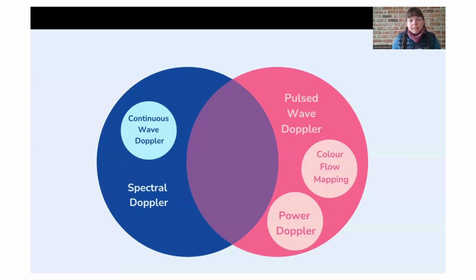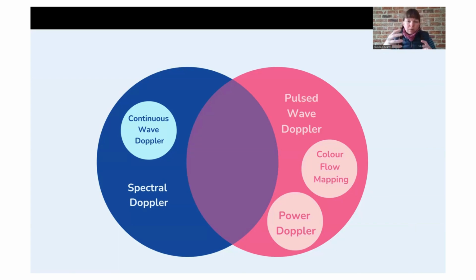Doppler has different ways of being presented on your screen, and they are color flow mapping, which you've probably seen, power Doppler and spectral Doppler. So this is kind of a Venn diagram of how all these things overlap. They're sort of three different ways that it can be displayed on your screen. Spectral Doppler just means in a graph form.